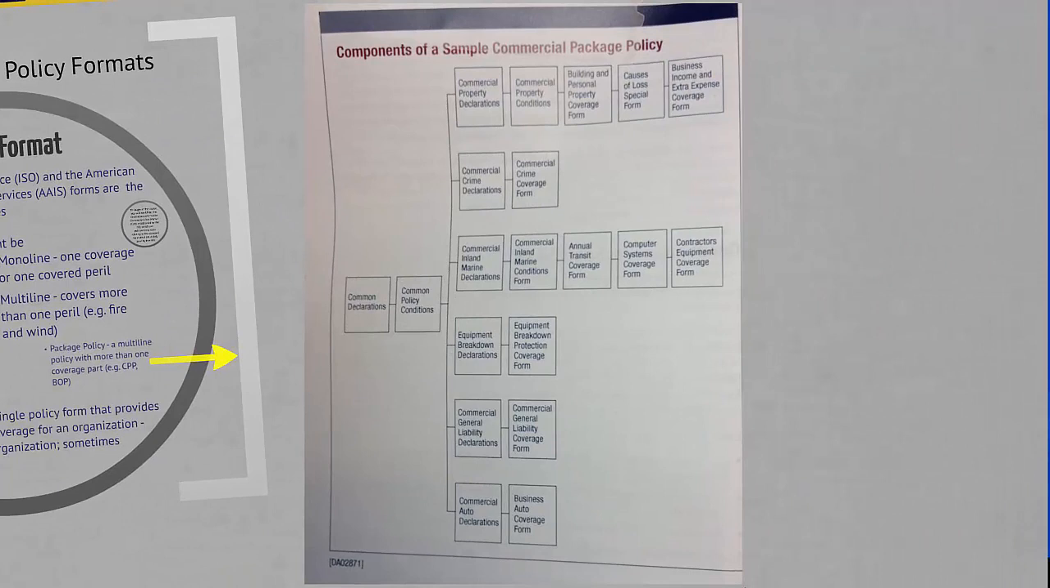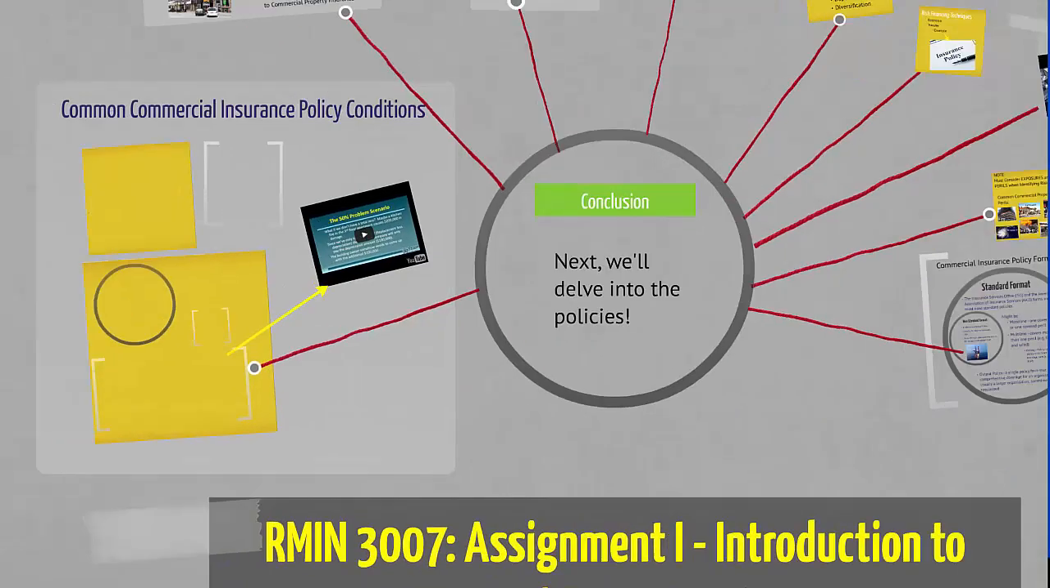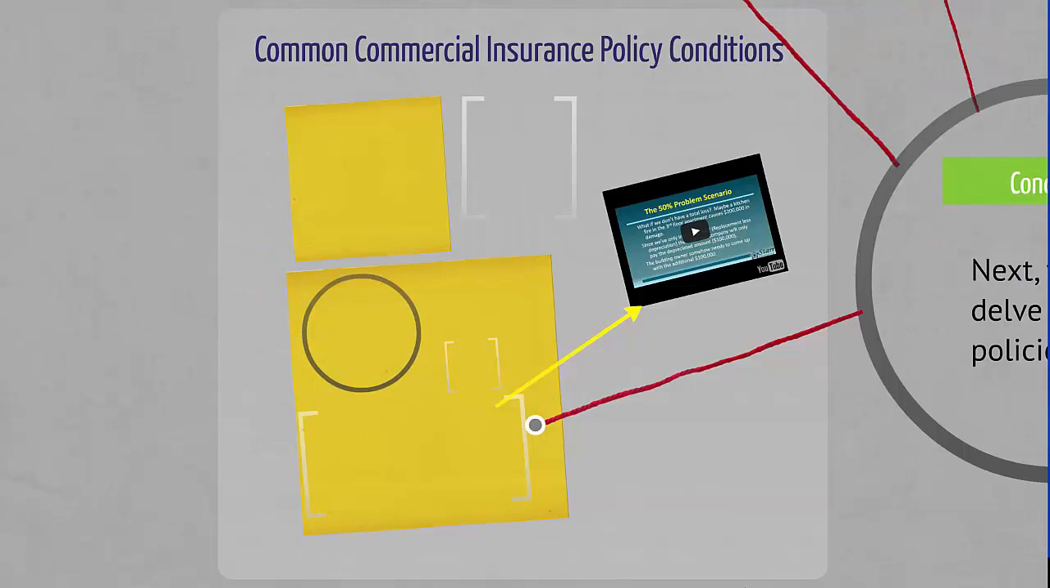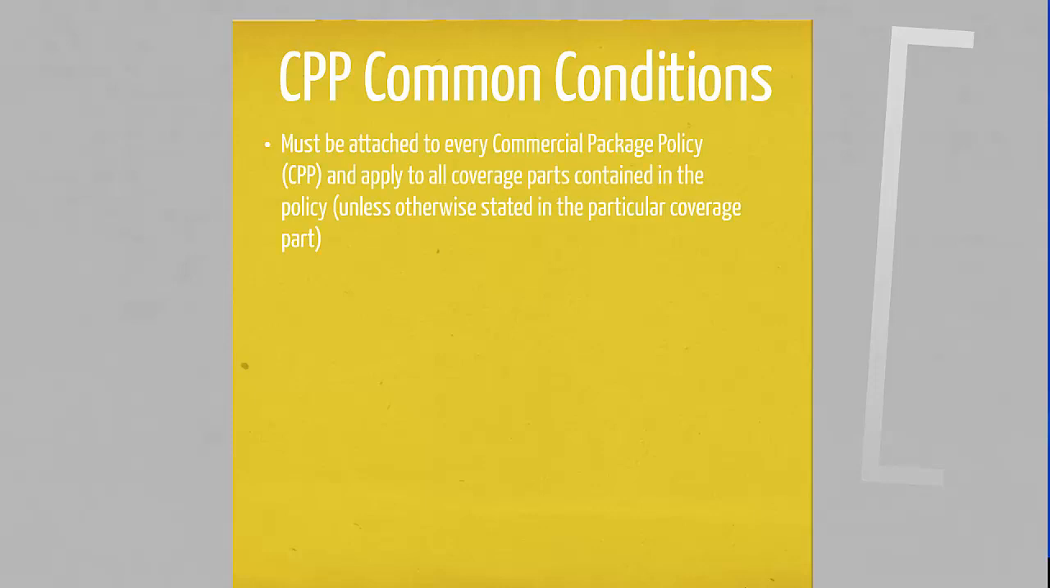But let's look again at this sample commercial package policy. And I want to focus right now on common policy conditions, which is discussed at length in the book. This section is all about common insurance policy conditions. Let's first focus on common CPP, the commercial package policy conditions. These must be attached to every commercial package policy, and they apply to all coverage parts contained in the policy unless otherwise stated in the particular coverage part.